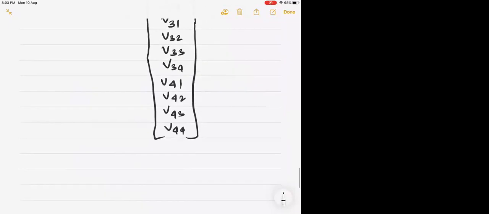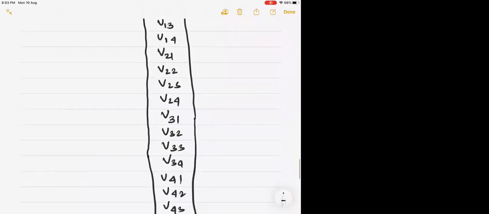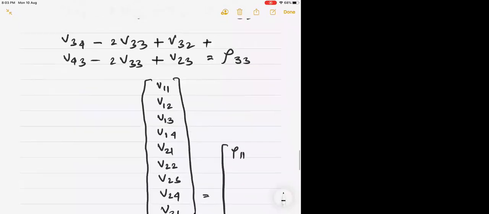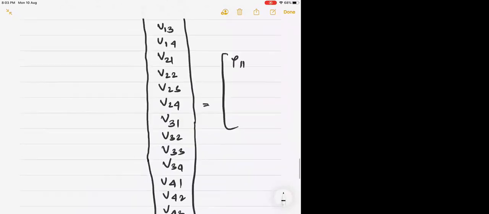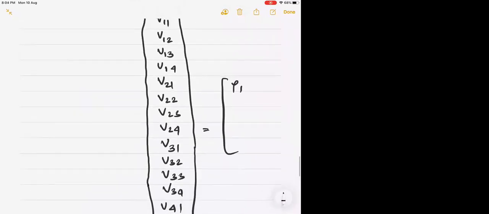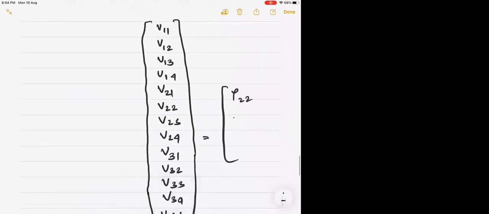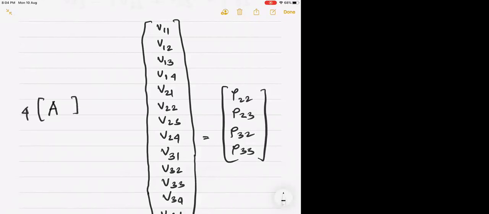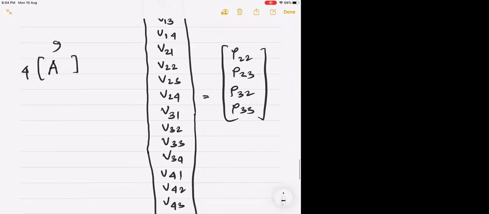Yeah, there are 4 equations. This is equal to rho 2, 2, rho 2, 3, rho 3, 2, rho 3, 3. And here there would be a matrix A whose size is 4 here, 9 here. Yeah, that is the equation that we get. It goes to you as a homework to fill up this matrix A.